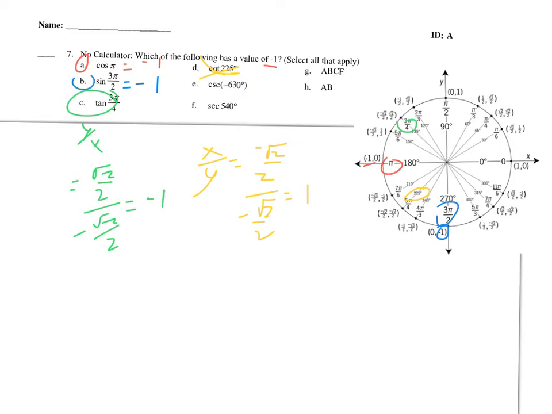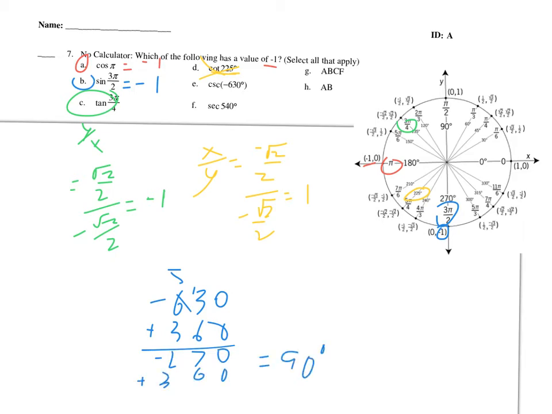Cosecant of 630. Now 630 is not on the unit circle, or negative 630, so I need to add 360 to that. So that is going to be negative 270, which is still not on the unit circle, so I have to do it again. And that comes out to 90 degrees. So it's asking me cosecant of 90 degrees.